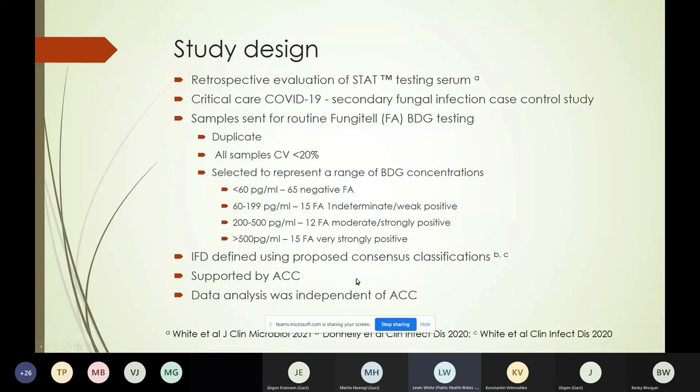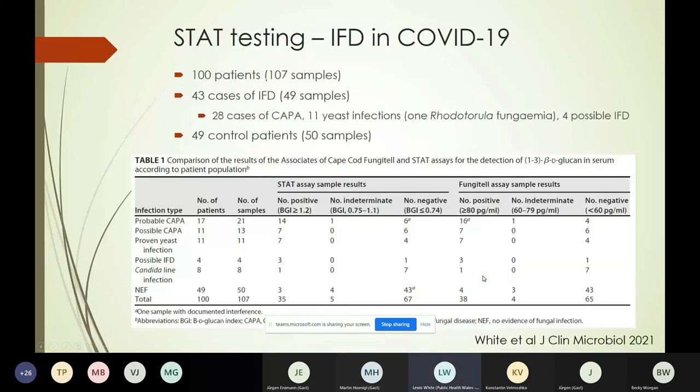Invasive fungal disease was defined using consensus definitions. In terms of yeast infections, it was just recovery of a positive blood culture or culture from a sterile site. But in terms of invasive aspergillosis, we used the recent ISHAM ECMM guidelines to describe CAPA. The study was supported by the Associates of Cape Cod through the provision of kits, but data analysis was completely independent of ACC. So what did we find?